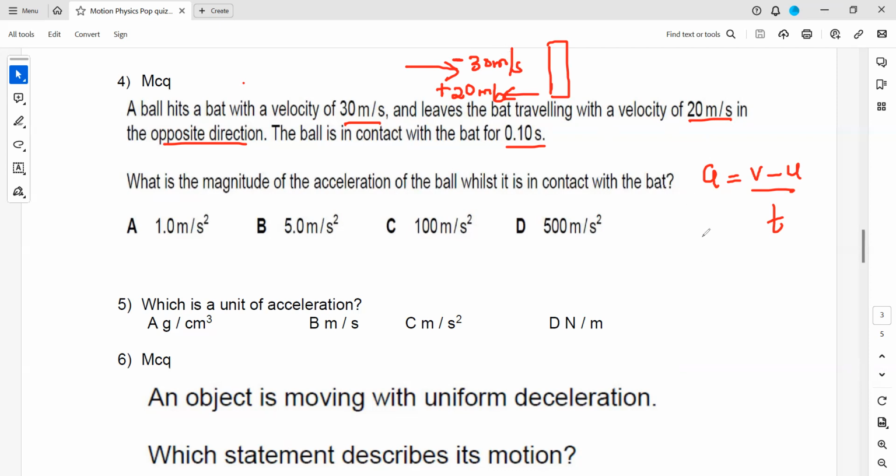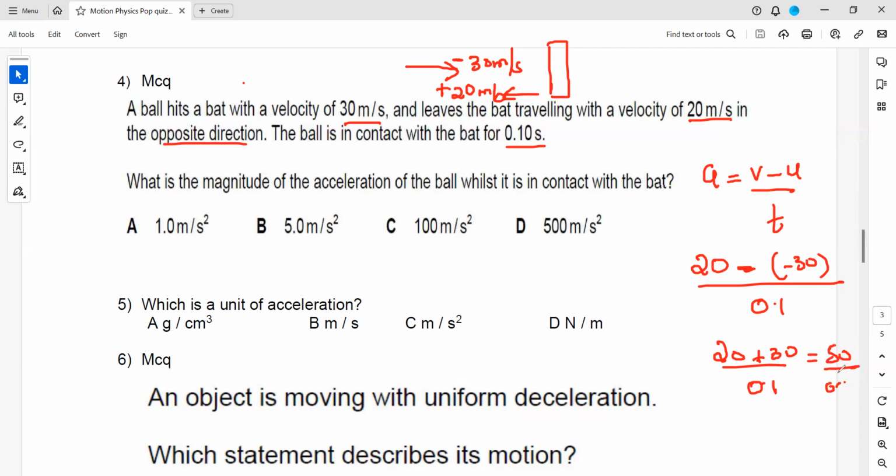So if I take the final speed as positive, the final speed is 20, minus, this is the sign from the formula, acceleration is v minus u. And what about the starting speed? The initial speed is minus 30, divided by the time interval, which is 0.1. When we simplify, minus minus becomes plus, so it will be 20 plus 30 divided by 0.1. 20 plus 30 is 50, divided by 0.1, which gives us 500 meters per second squared.